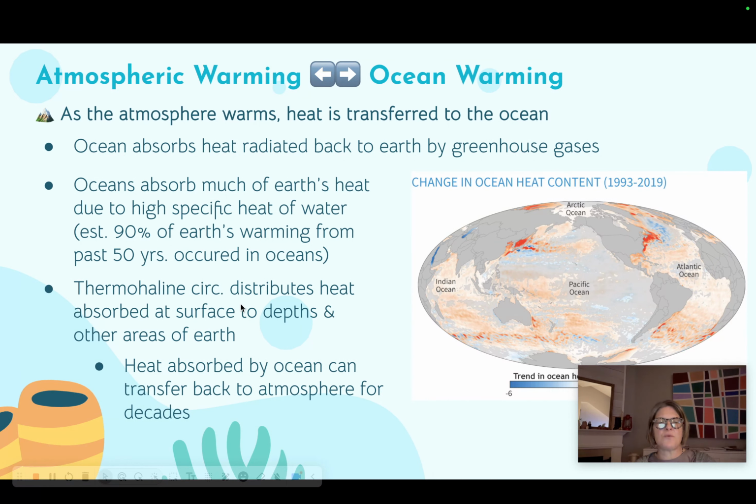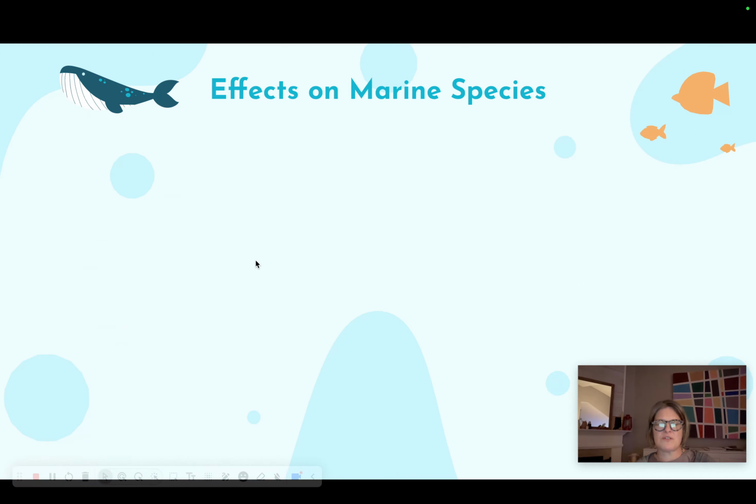This heat that's absorbed can actually transfer back into the atmosphere, and water actually holds heat for some time. And so this heat can actually get transferred back into the atmosphere for decades after it was absorbed. So water can actually retain heat for a very long time.